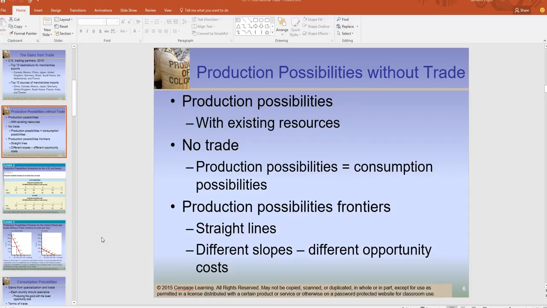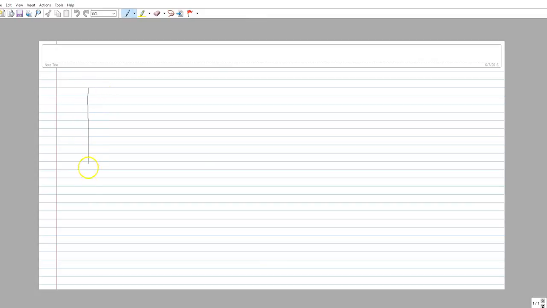Production possibilities without trade. The concept of production possibilities is introduced also in Econ 2105, where you probably saw something like this. A country produces good A and B, and the production possibilities frontier is called PPF. It's typically drawn this way to show what is called the law of increasing opportunity cost.